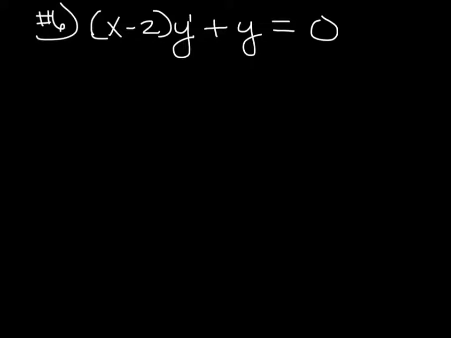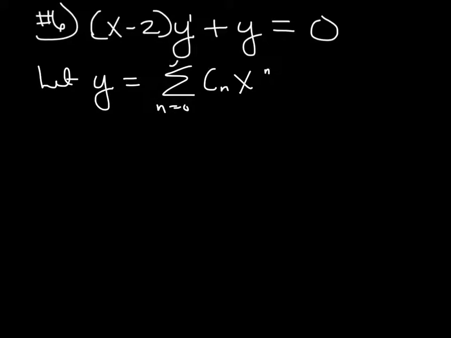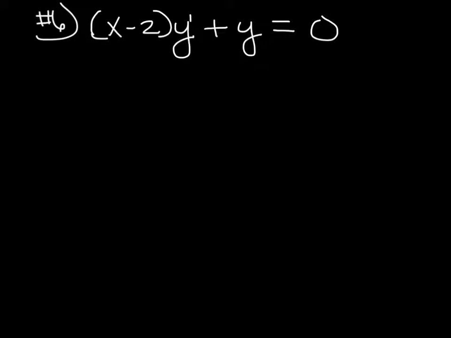Okay, so our solution is going to be a power series solution. So let's assume it's a power series representation in x. So I'm going to let y be equal to a summation of Cn x to the n, where n starts from 0 and it goes to infinity. So we have this infinite sum.